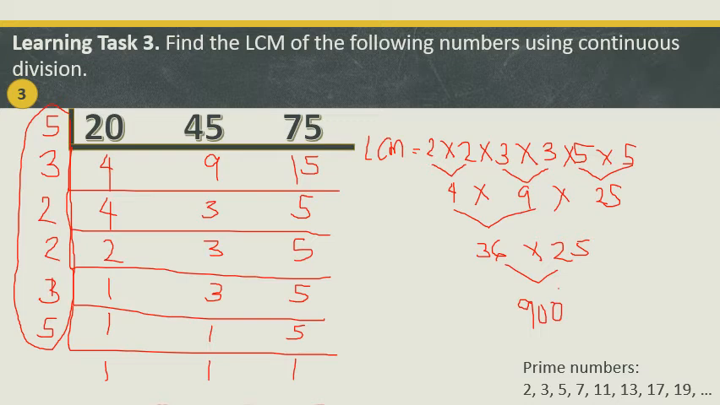20, 45, and 75. So, see, kung ito po ay gagawin nating listing method, medyo matagal-tagal po, lalo sa 20. Skip count nyo siya hanggang maging 900. So, ganun din sa 45 and 75. So, if we use the continuous division, mas mabilis po siya gawin. Although, medyo mahaba-haba yung ating pag-multiply, pero mas mabilis pa rin siya compare doon sa listing method.